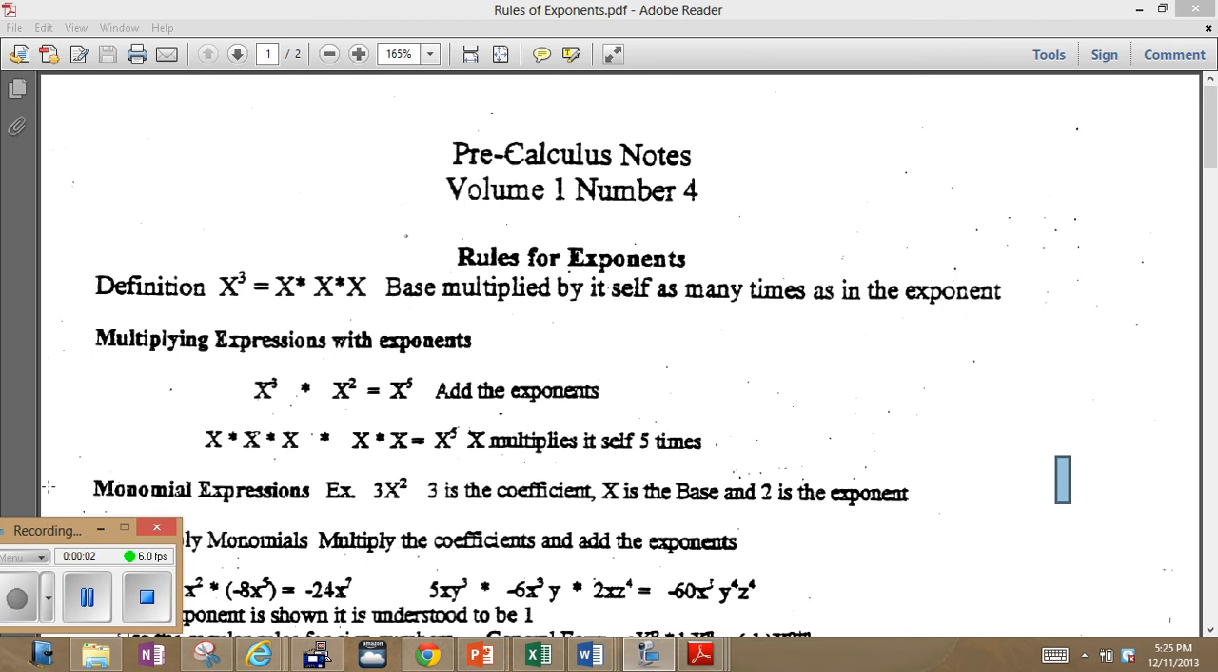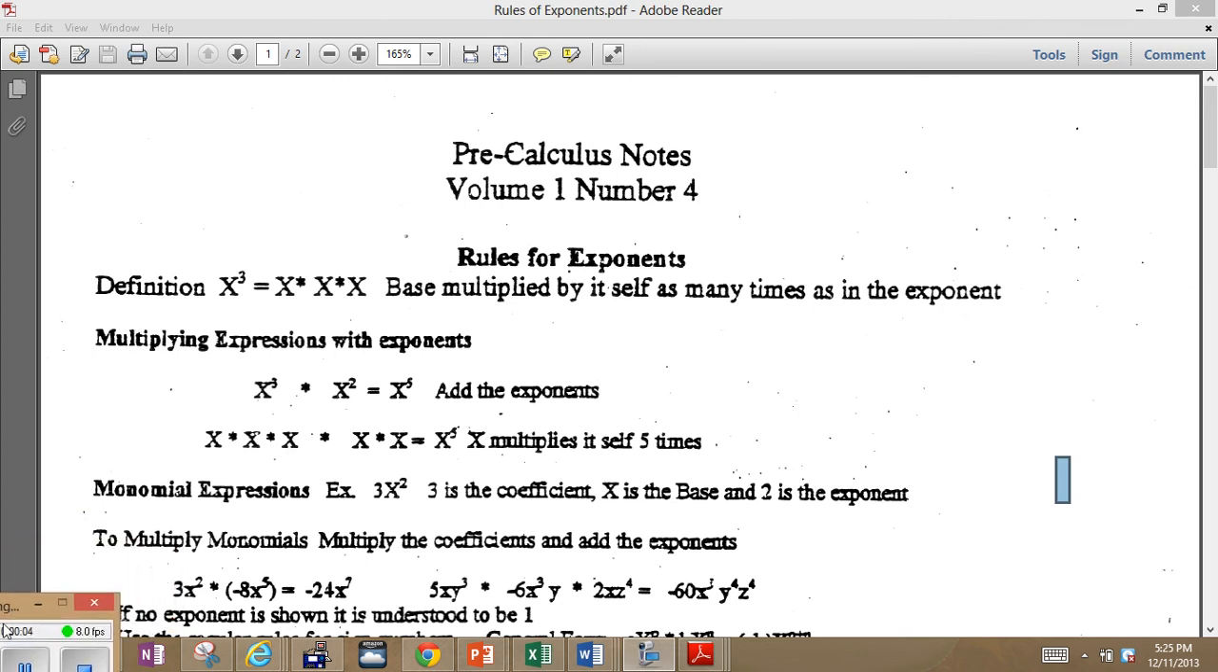All right, let's go over some of these basic rules of exponents. Hopefully you'll remember them. They're pretty elementary at the start, okay? We know that an exponent is just an abbreviated way of writing a longhand multiplication. So x cubed is x times x times x, okay?